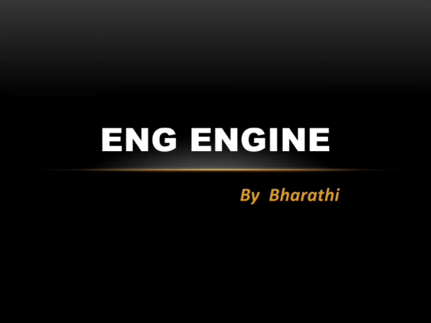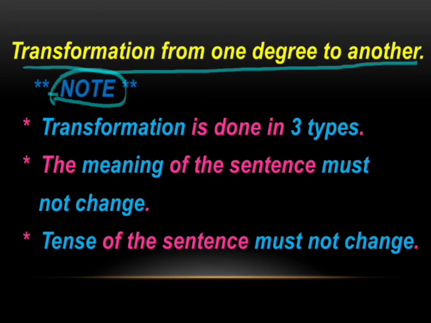This video is about the transformation of one degree to the other degree and the rules to be followed during transformation. Let us see. Transformation from one degree to the other degree. Very important thing to note. Transformation is done in three types. So we transform the degrees of comparison, that is from positive degree to the other degrees or from the superlative to the other degrees, in three types. While transformation, we have to follow certain rules.